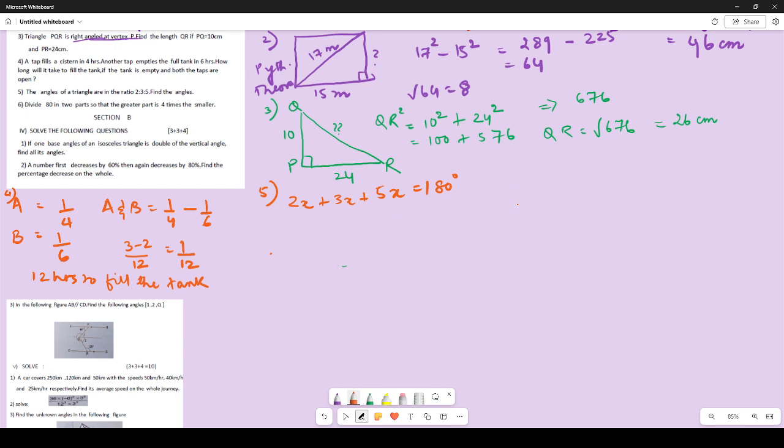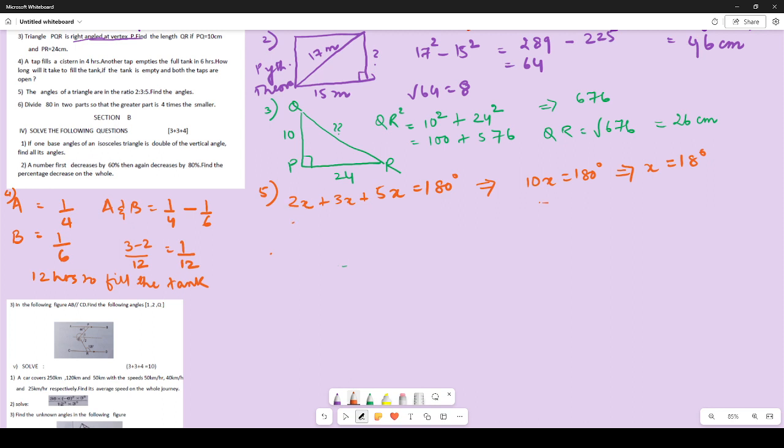So now what we get over here is 10x is equal to 180 degrees. This implies that x is equal to 18 degrees. And now you cannot just leave it at that. You have to find the various angles.